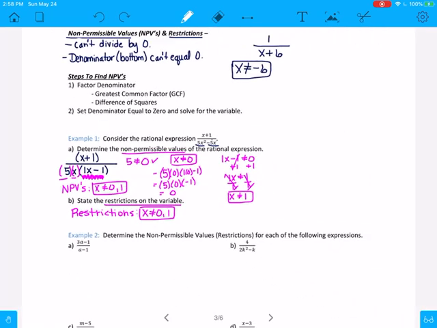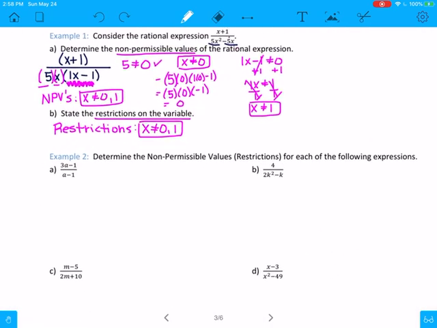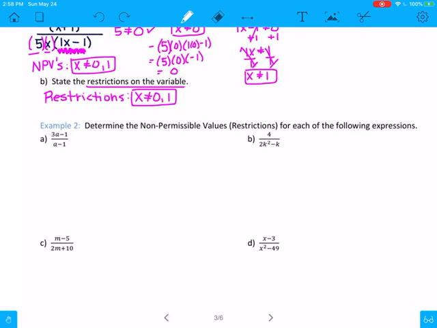All right. Example 2. Determine the non-permissible value restrictions, because that's the same thing, right? I just said that. For each of the following expressions. So I'm just going to look at the denominator. The numerator can stay whatever it is, that's fine. So 3a minus 1 in brackets, because it's attached by minus sign, over a minus 1. Can I take anything out of it? No. Is it a difference of squares? No, because a and 1 are not difference of squares.